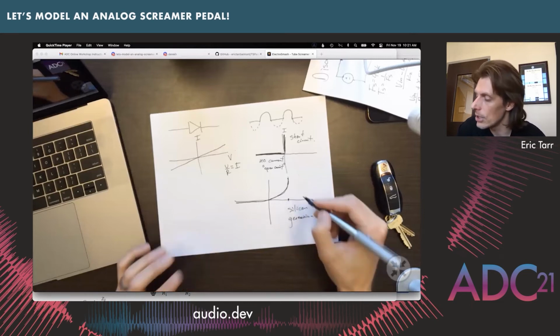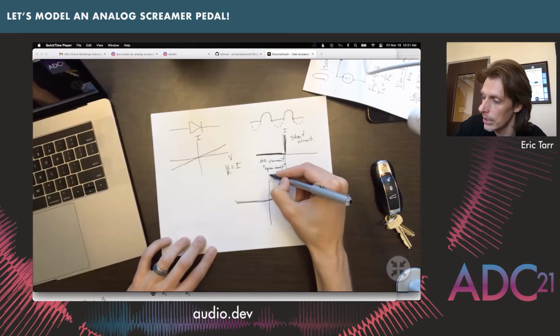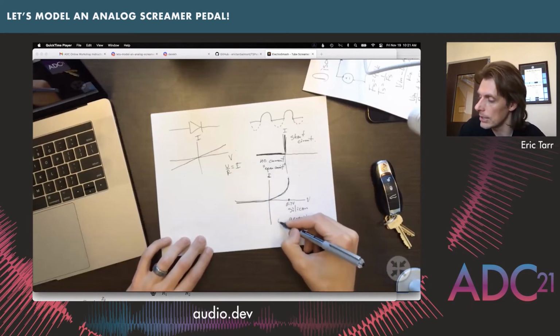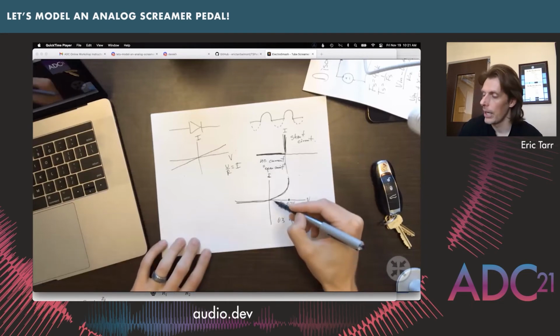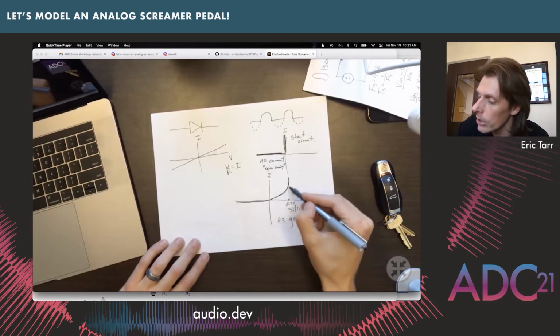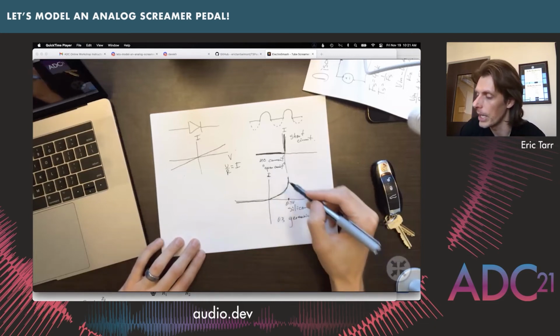And so this is usually somewhere around like 0.7 volts. This is voltage and this is current here. Or if this is germanium, maybe it's closer to like 0.3, okay? So this is the type of look to the relationship between voltage and current that we have for the diode.